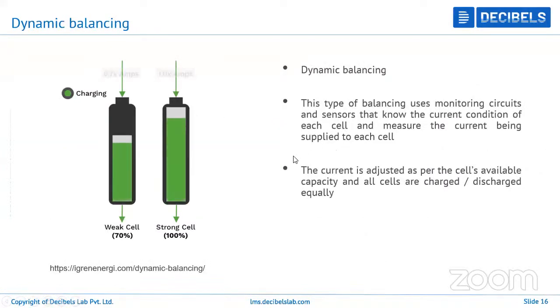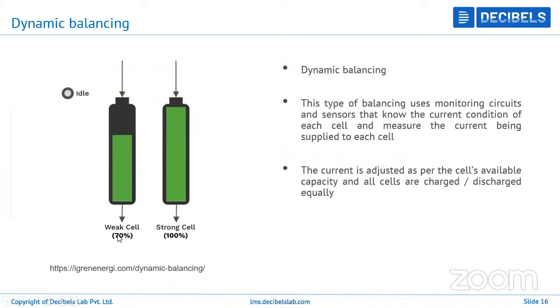Okay. And now we look at one more advanced technique. It's called dynamic balancing. So what happens is the controller will be much more sophisticated in this case, and it will continuously sense the current being measured at each cell, the current being sent to each cell.